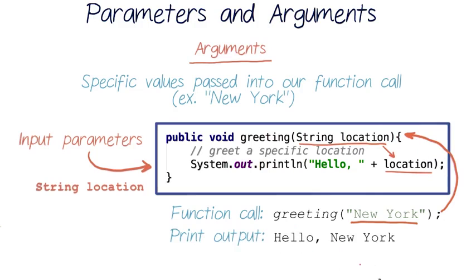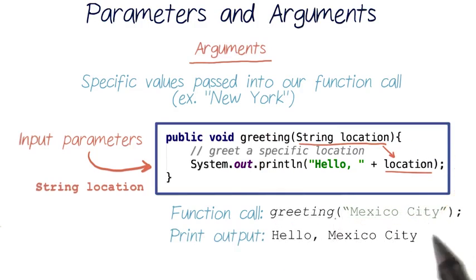Great! And I can repeat this code and input any other location I want. Our greeting function will accept any string input, and string location will be assigned its value. So if I call greeting and pass in the string Mexico City, the print output will be hello Mexico City. Now we can call our greeting function and pass in different string locations to it every time. This is just like we've been doing with println by passing it different strings each time. In our next quiz, we'll see more examples of how parameters can be useful.